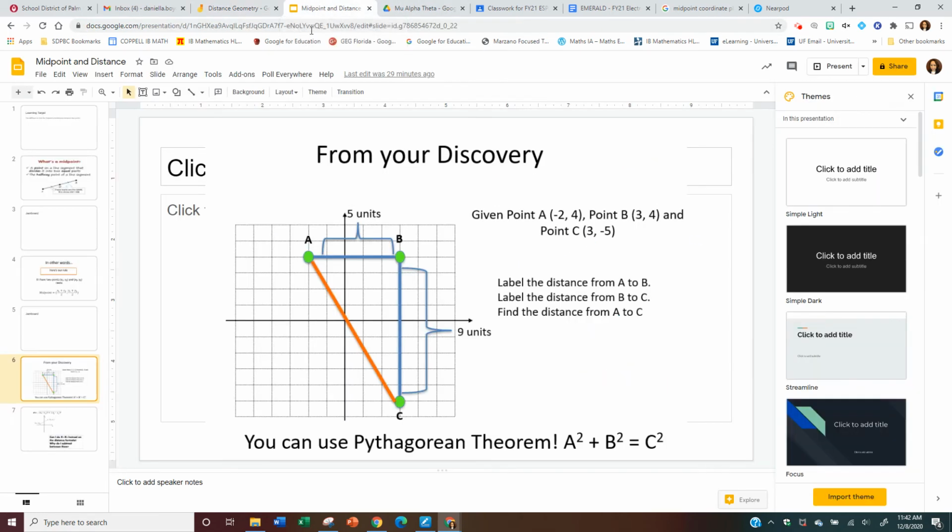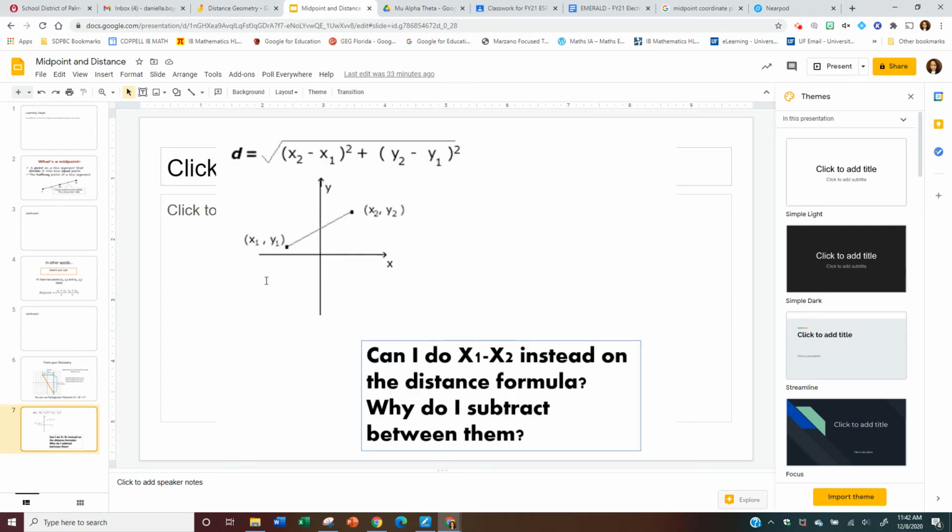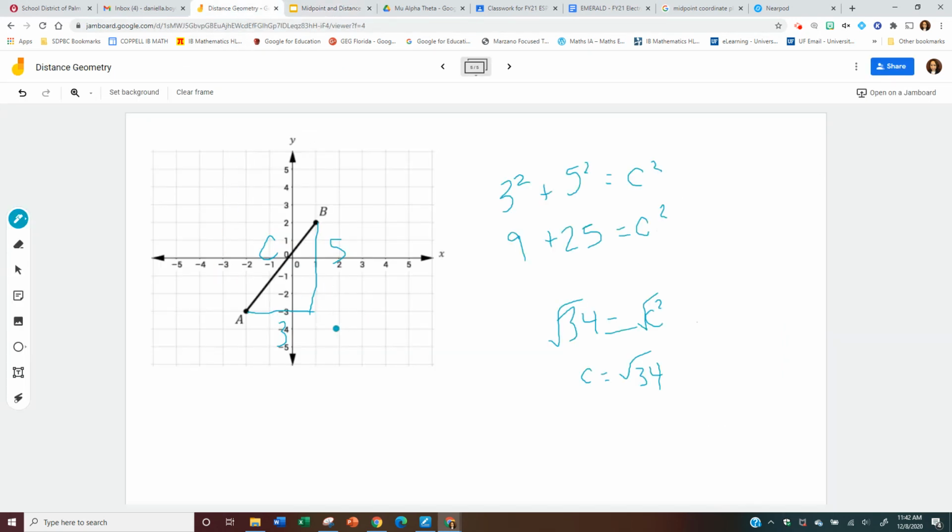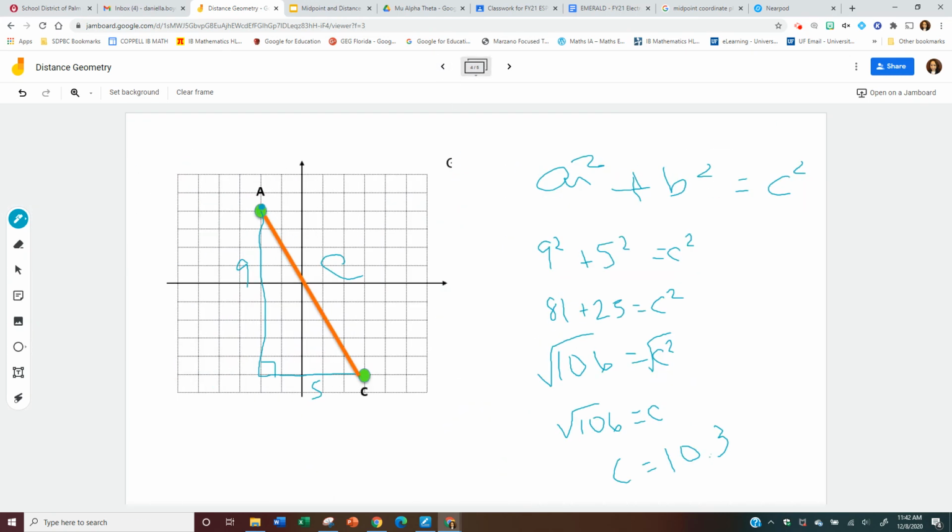Okay, and the distance formula is as simple as that. You can use the Pythagorean theorem, or the other option is that you can actually use a distance formula. You need to label your points x1, y1, x2, y2, and then you're going to plug into this formula. But notice it uses a square root also because it comes from the Pythagorean theorem. If you do x1 minus x2 instead, you can do that, but then you have to do y1 minus y2. The reason why you subtract between them is because you want to find the difference between the 2 points. So that is another option for us to find the distance if you know what the points are.